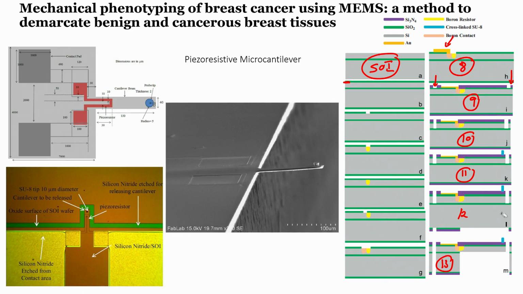And then the application, as you have seen, we can use it for indenting the tissues. When you indent the tissues, depending on the elasticity of the tissue, the resistance would change. So, let me play 2 videos. One is on the photoresist coating or lithography, and the second video is on the silicon dioxide.